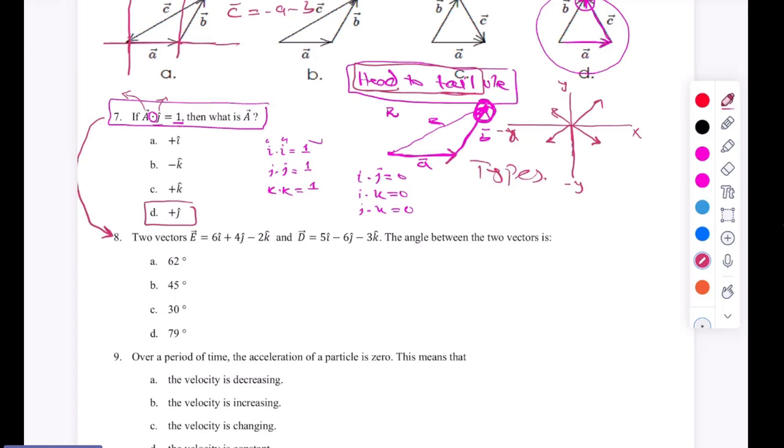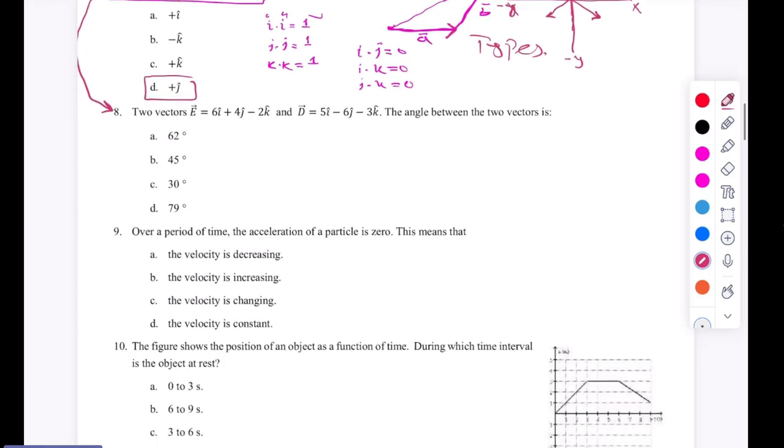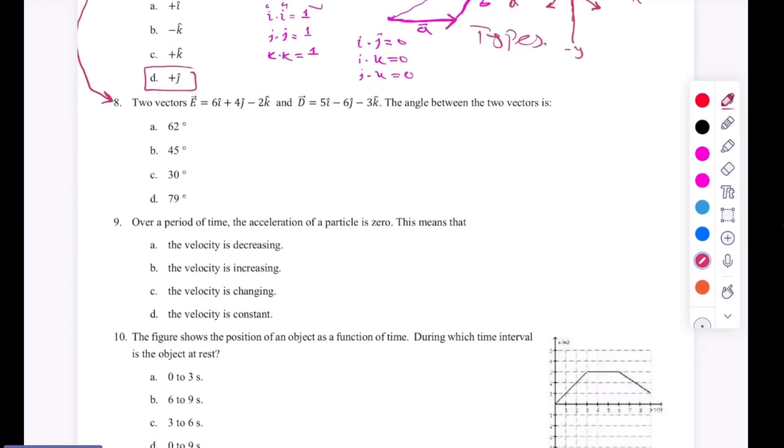Okay. Now move to the next question, which is about two vectors, E and D, and the angle between two vectors. If the components of the vectors are given, like AX or AY, if two components were given, then you can find the angle theta with AY over AX, or theta will be tan inverse AY over AX.